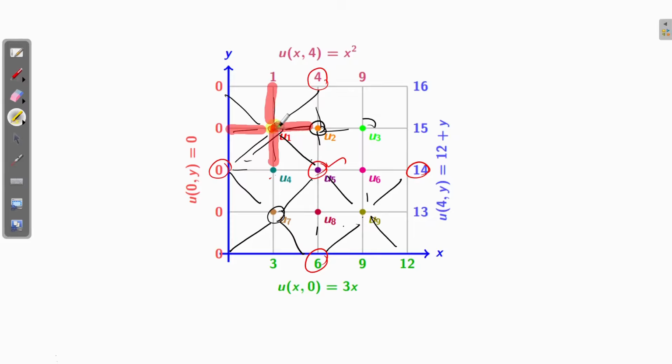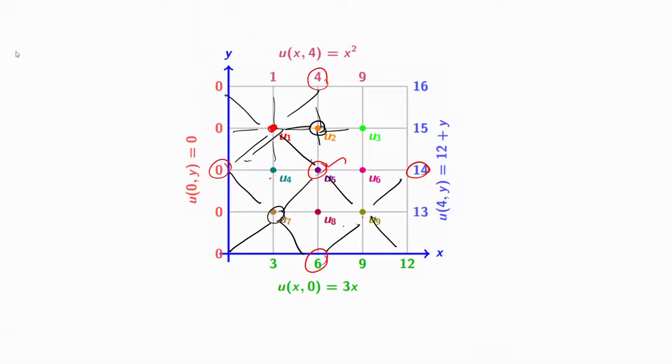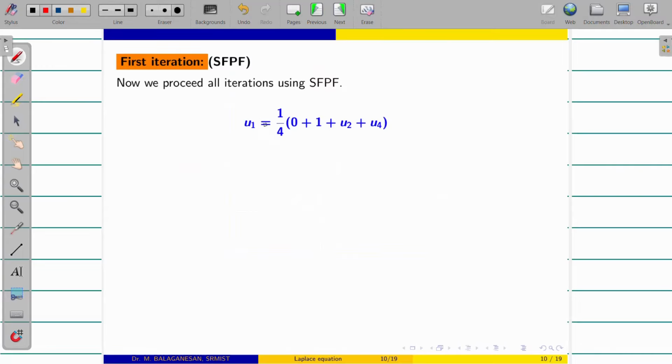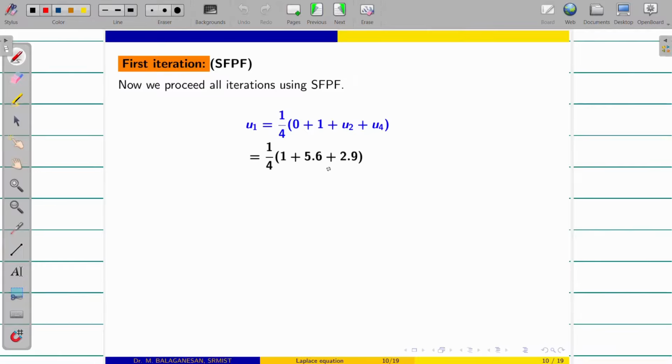So for u1, what am I going to do? 0 plus u2 plus 1 plus u4. Got that? 0 plus u2 plus 1 plus u4. What value will it give? The u2 and u4 values you have to take from the previous iteration, the old iteration value. So 2.4. Now we found the u1 value.